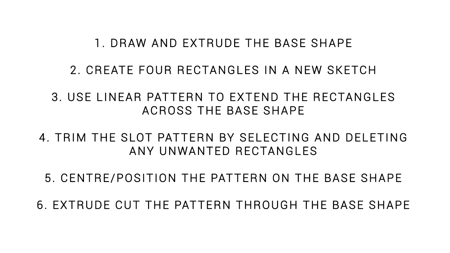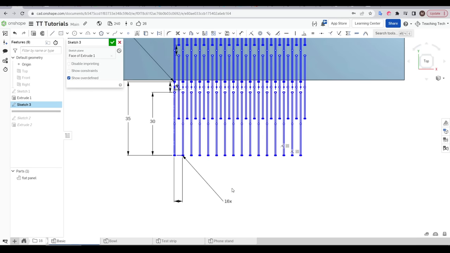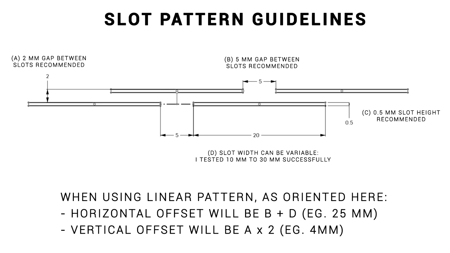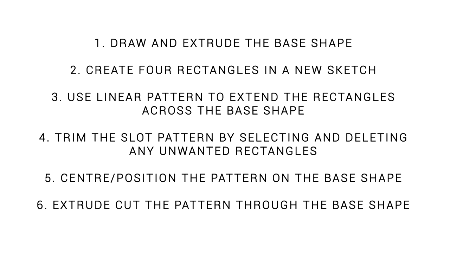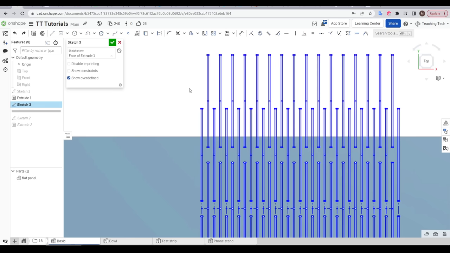should play with. Step 3 is to use a linear pattern tool to extend the slots across the shape, and you can grow and shrink the pattern horizontally or vertically to suit your base shape. And this previous diagram has some guidelines for how to calculate the offset. Next up, we trim any parts of the pattern we don't want. This is simply a matter of dragging a box around unwanted components and pressing delete on the keyboard.